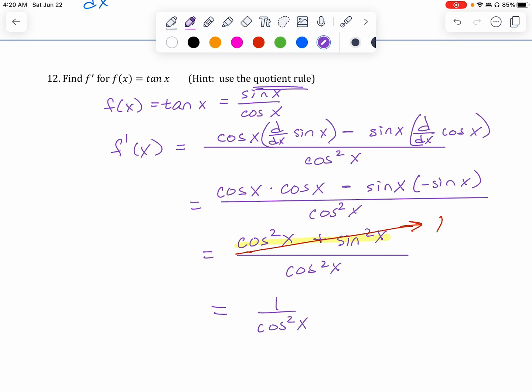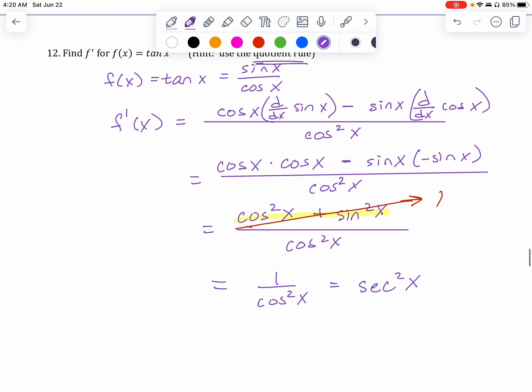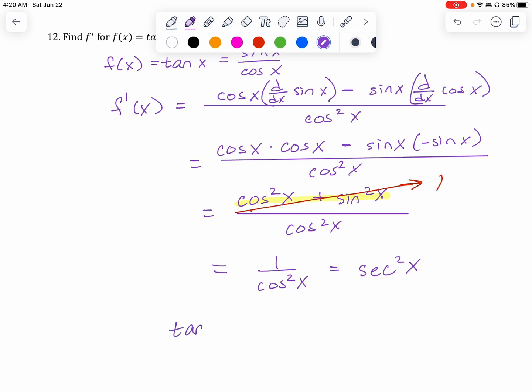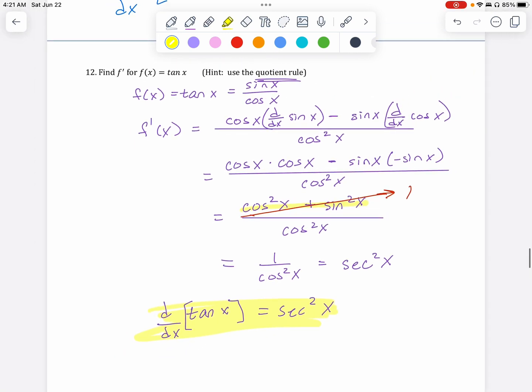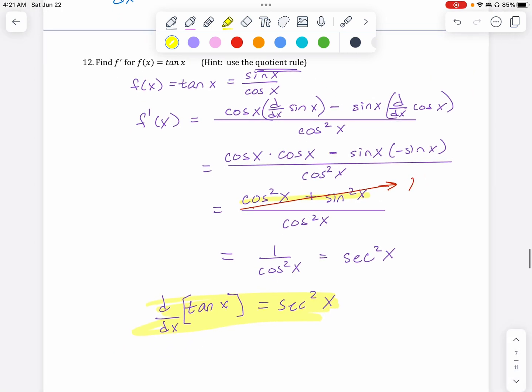And I want to express that without the fraction, so I'll flip that and call it secant squared of x. So the derivative of tan x is equal to the secant squared of x. So there's another trig derivative. We can follow the same process for all the other trig functions.